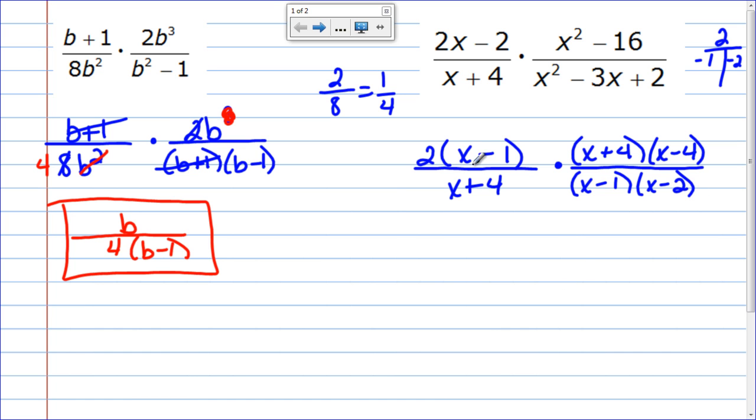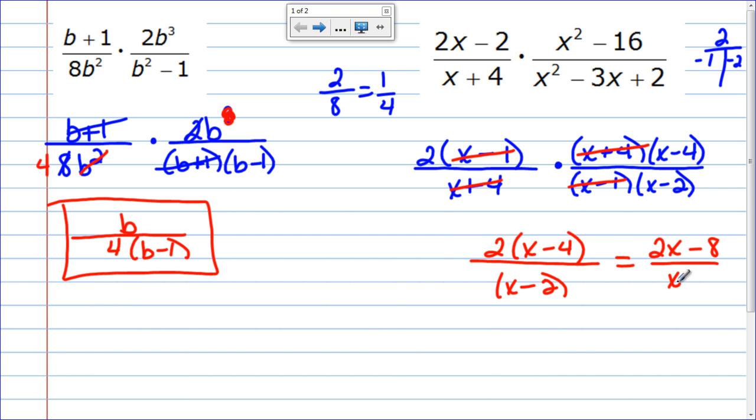Well, now I'll start canceling things. I'm going to switch to my red pen so we can see what I canceled. This x minus 1 will cancel this x minus 1. This x plus 4 will cancel that x plus 4. And now I have nothing left. I don't see any numerator or denominator that will now cancel each other out. So I'm going to multiply 2 times x minus 4 over, and the only thing in the denominator is x minus 2. And if you want to get fancy, you can go ahead and distribute. This becomes 2x minus 8 over x minus 2.